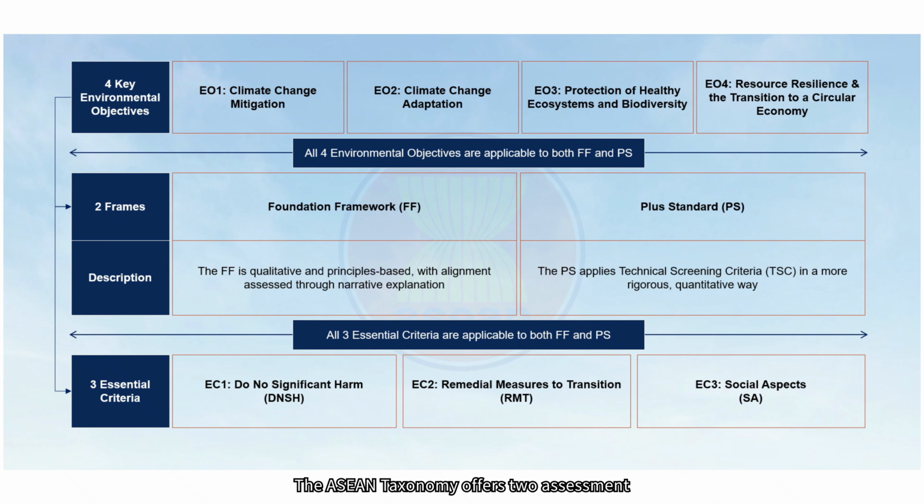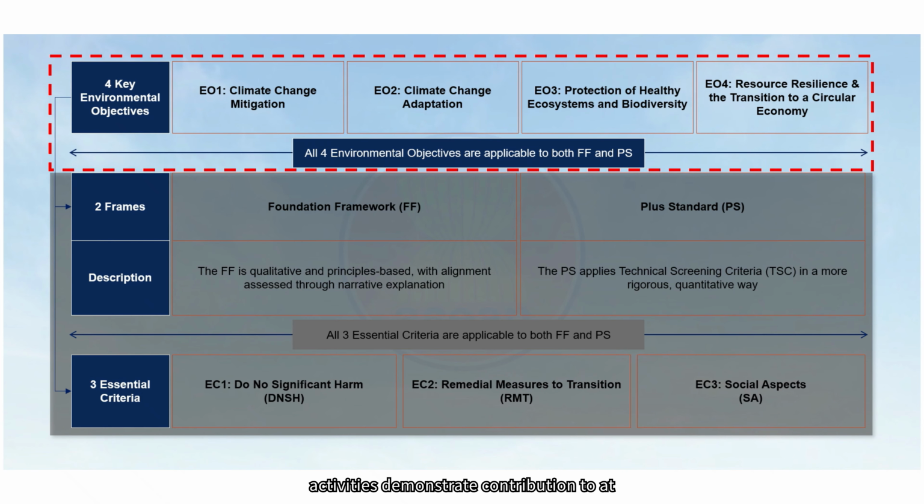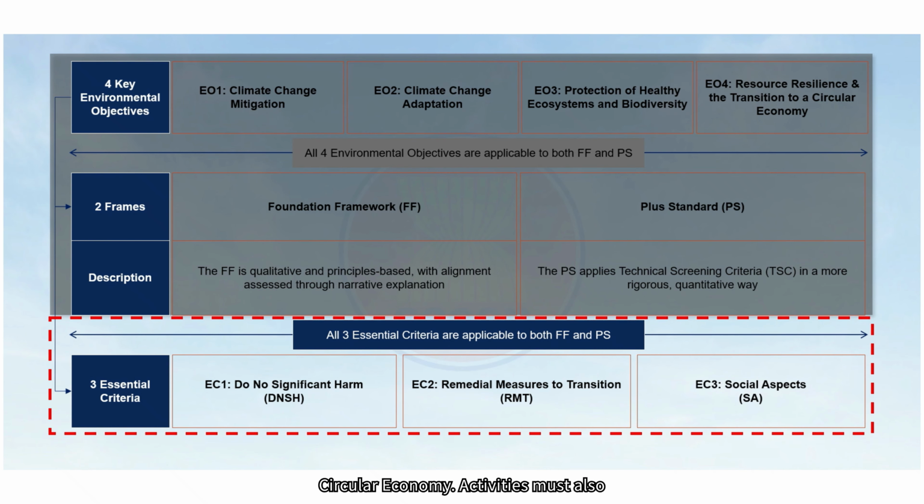The ASEAN Taxonomy offers two assessment frames. Both frames require that activities demonstrate contribution to at least one of four environmental objectives: climate change mitigation, climate change adaptation, protection of healthy ecosystems and biodiversity, and resource resilience and transition to circular economy. Activities must also meet three essential criteria: do no significant harm, remedial measures to transition, and social aspects.